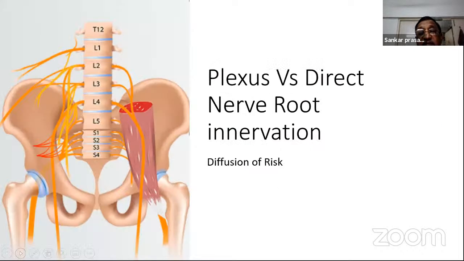The plexus versus direct nerve root innervation: why has nature created this plexus, which complicates our learning a bit, both in the brachial plexus and the lumbosacral plexus? It is only to help us, and it diffuses the risk of trauma. So even if trauma happens, not much damage is done. If an individual nerve is damaged, then there will be a lot of damage. One important thing to remember is that lumbosacral plexus involvement is common in trauma and cancer. So plexus involvement equals trauma and cancer. You should remember this.